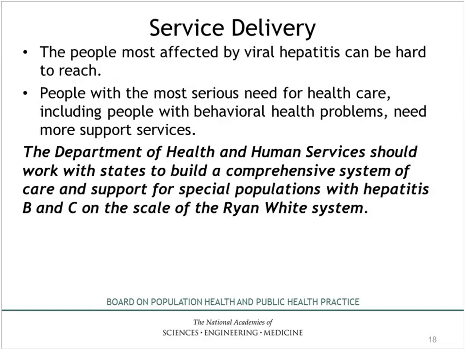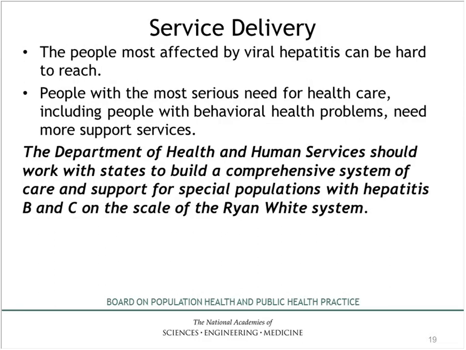Again, on service delivery, the people most affected by viral hepatitis can be hard to reach. People with the most serious need for health care, including people with behavioral health problems, need more support services. So our recommendation is that the Department of Health and Human Services should work with the states to build a comprehensive system of care and support for special populations with hepatitis B and C on the scale of the Ryan White system, which is designed for HIV treatments.